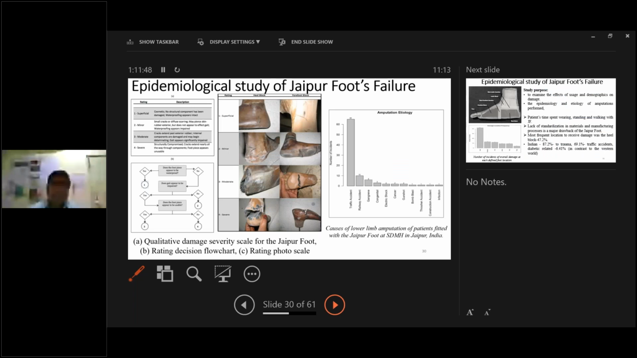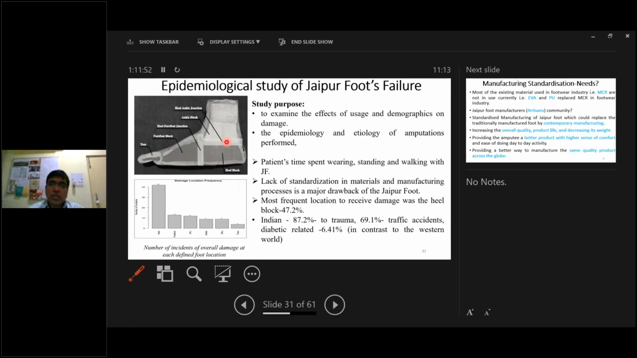Okay, and then another study also came out that in Indians, trauma is 87%, out of which 69% is traffic accident. Whereas in the Western world, trauma is only 6%, right? And 47% of the failure is because of this heel block. Okay, people were manufacturing it.